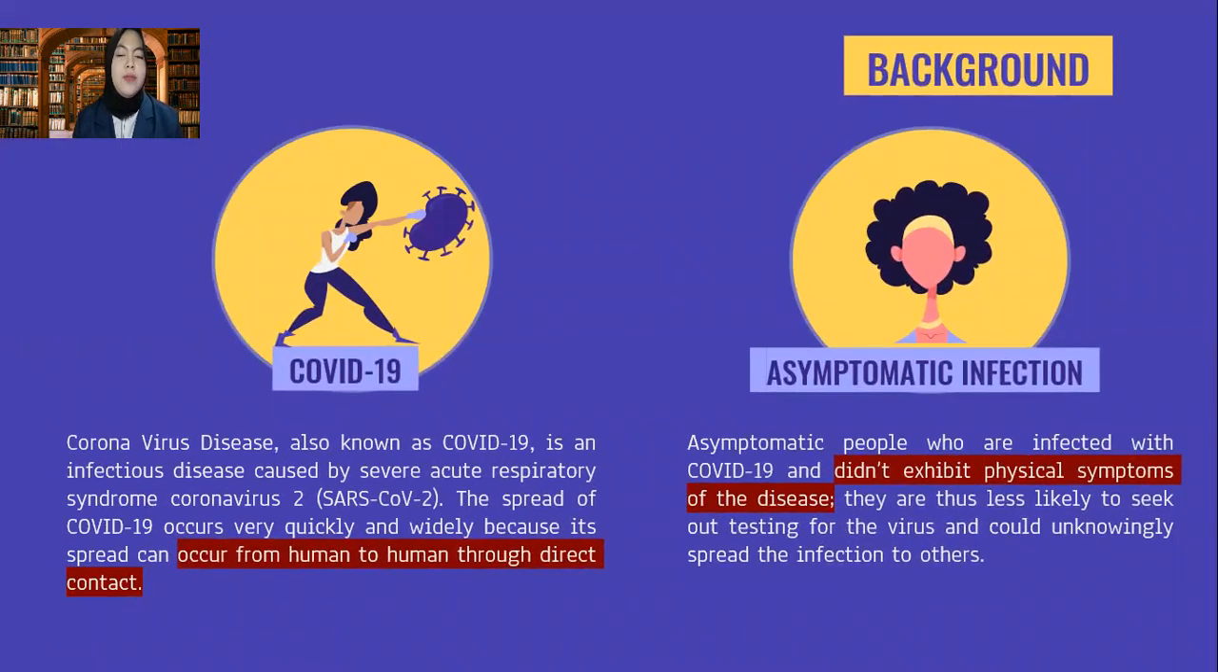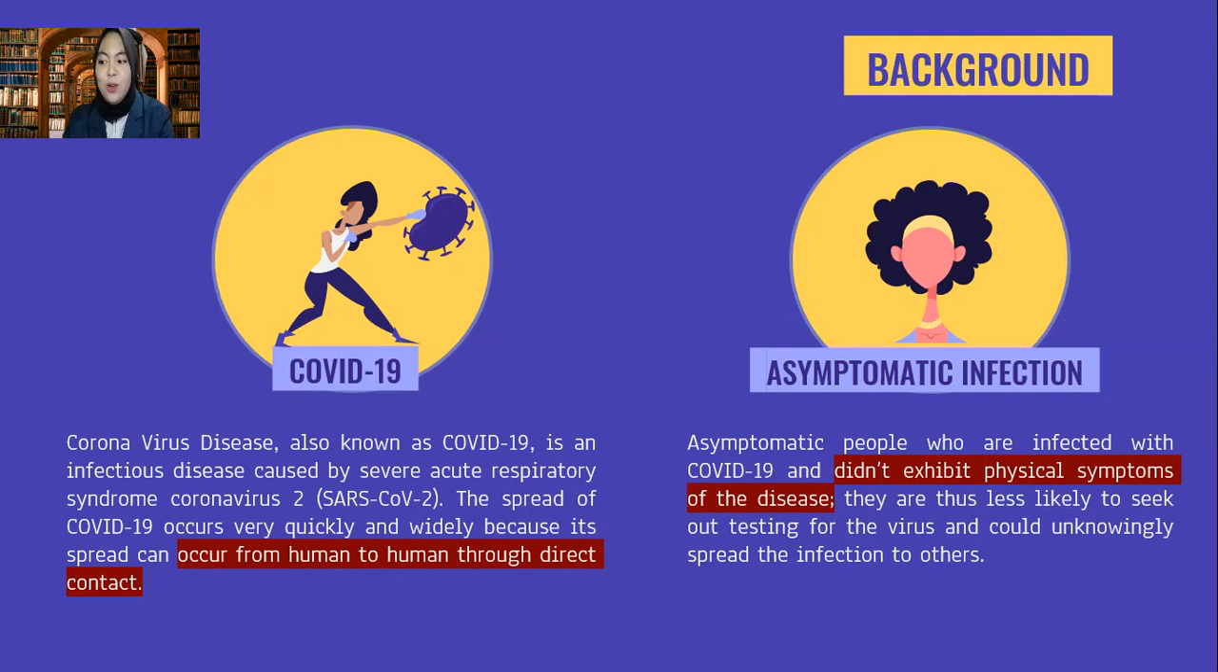So as we know, coronavirus disease, also known as COVID-19, is an infectious disease caused by severe acute respiratory syndrome coronavirus 2. The spread of COVID-19 happens very quickly and widely. The spread can occur to humans through direct contact because it has this nature as an airborne virus, so it spreads quickly through the air that we breathe.